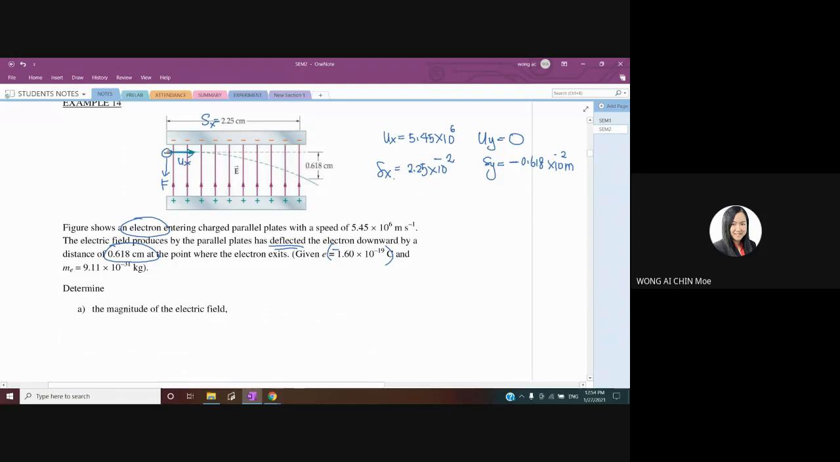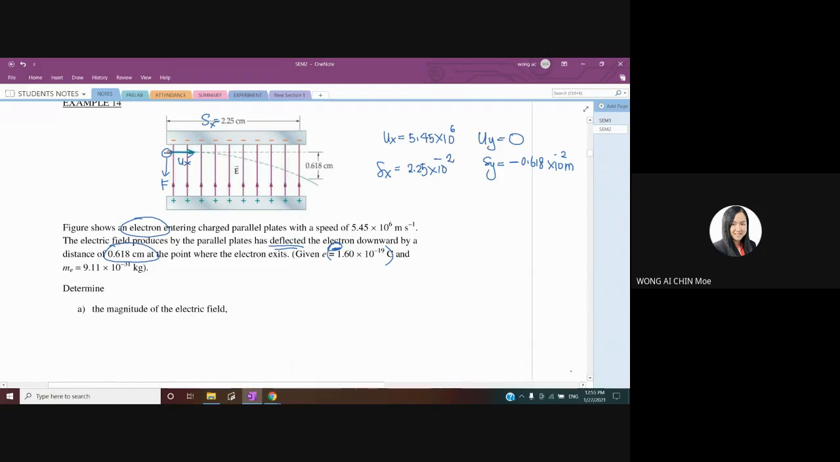So this is SY and SX. At the point where the electron exits, e is given as 1.6 times 10 to the power negative 19, but because it's an electron, you must put negative. And the mass of the electron is 9.11 times 10 to the power negative 31 kg.